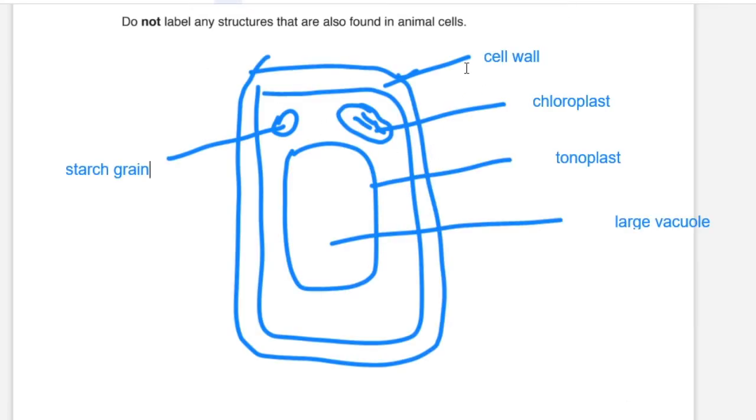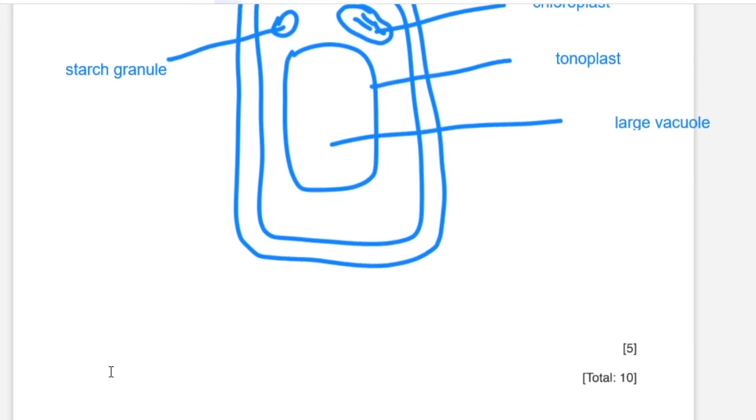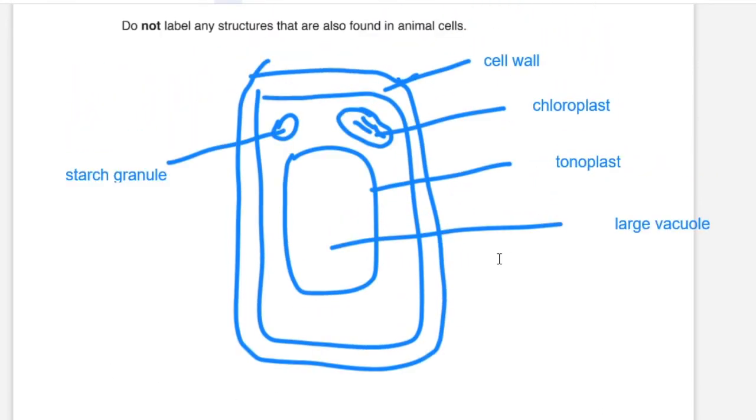Alright, so here I've drawn a cell wall, a chloroplast indicated by the fact that it's got thylakoid membrane-like structure, a tonoplast, the membrane surrounding the vacuole, a large vacuole present in the center of the cell, and a starch granule, which acts as a storage. You can also draw a plasmodesmata, but since this question is only of 5 marks and I've drawn 5 structures, that will be all I'm drawing over here.